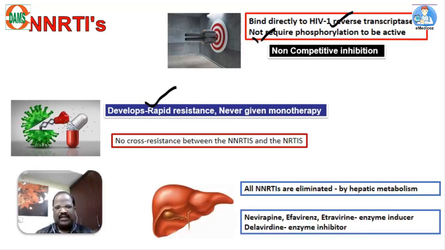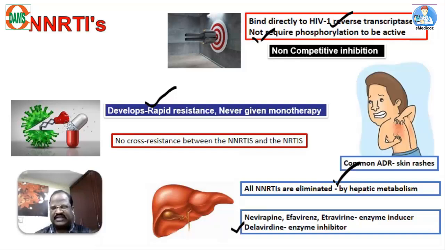And then all the NNRTIs mainly undergo elimination by the hepatic route. So be careful in hepatic disease patients. And among the NNRTIs, Nevirapine, Efavirenz, Etravirine have microsomal enzyme induction property, whereas Didanosine has microsomal enzyme inhibitory activity. That means this class of drugs is more prone to drug interaction. And one more very important point, the common side effect of all NNRTIs is skin rashes, maybe mild, sometimes severe. Common problem, skin rashes. Now we are going to discuss individual drugs and their special points.